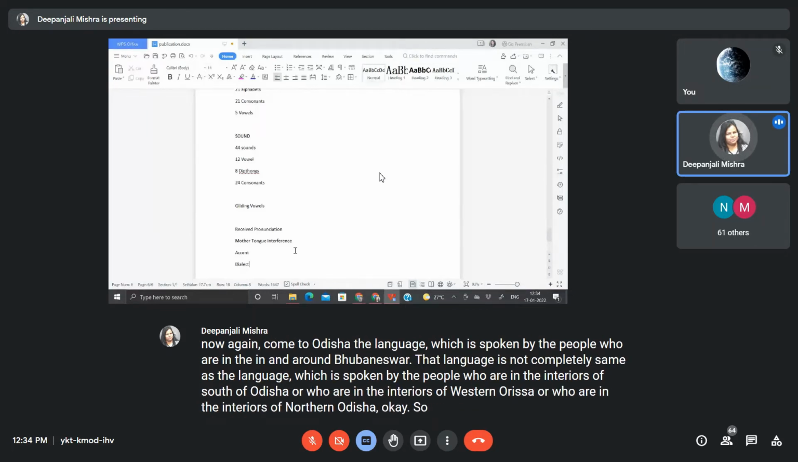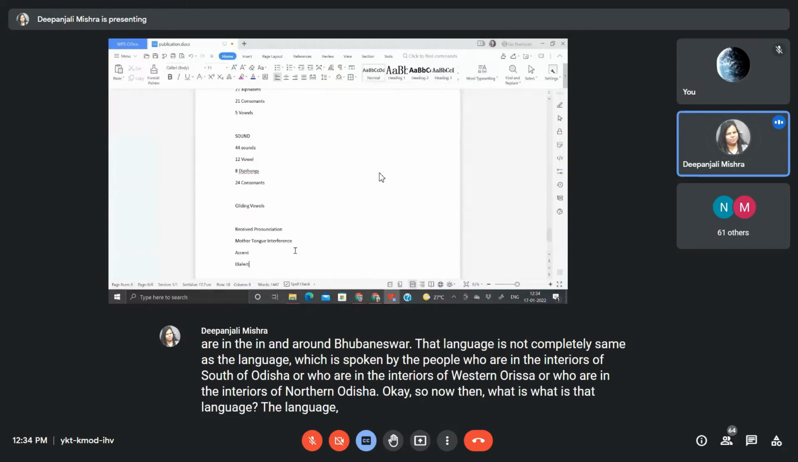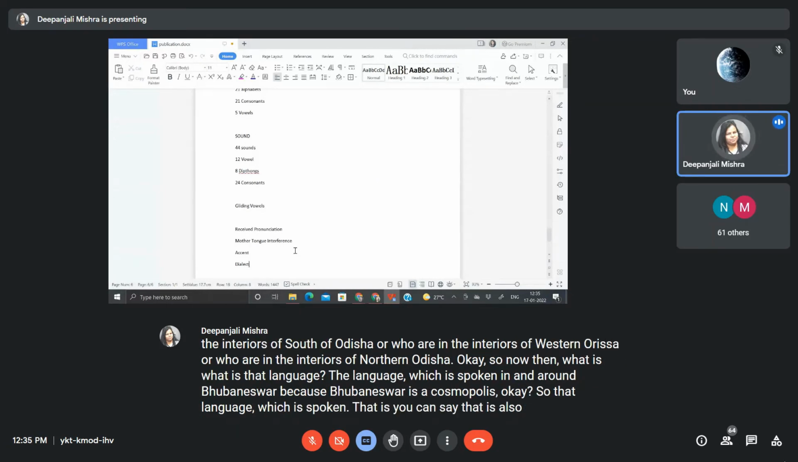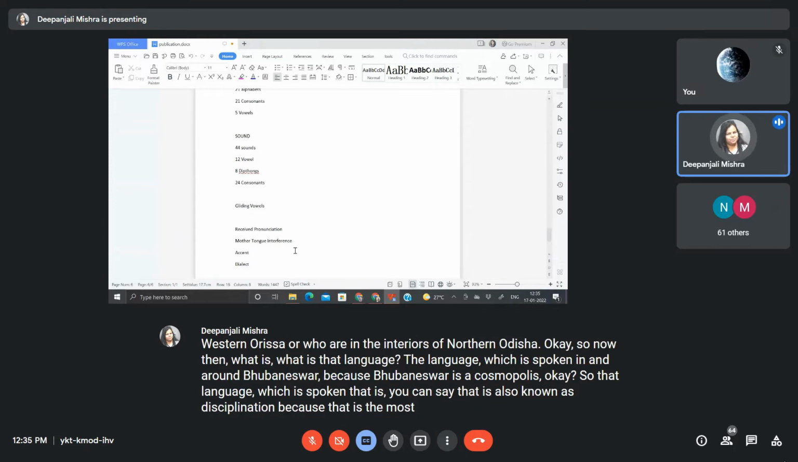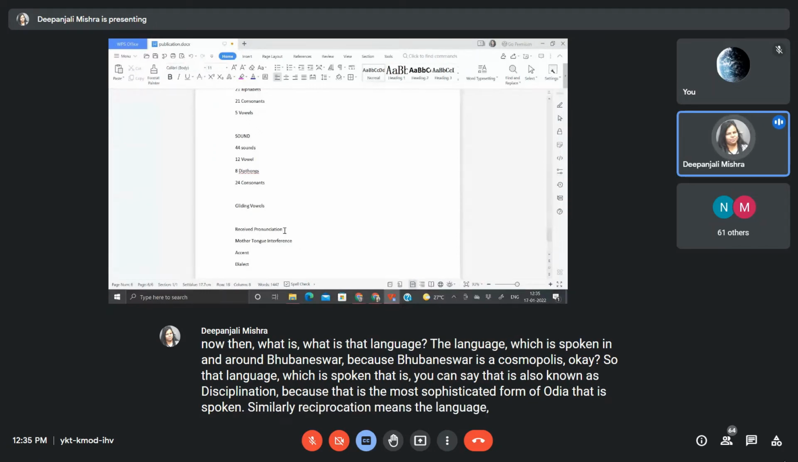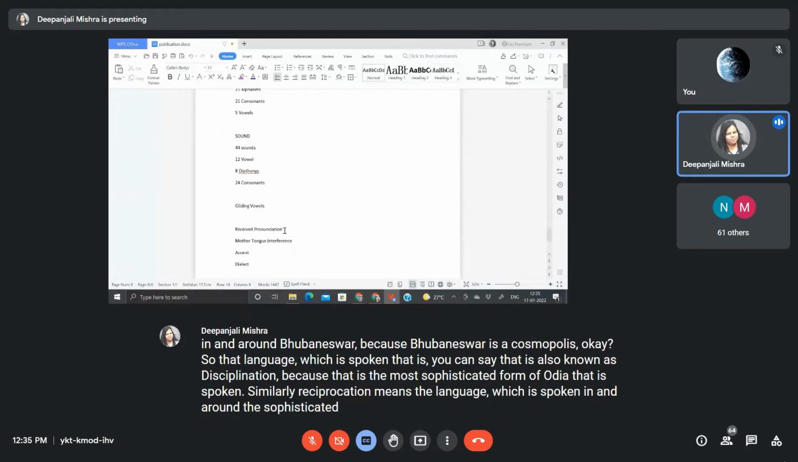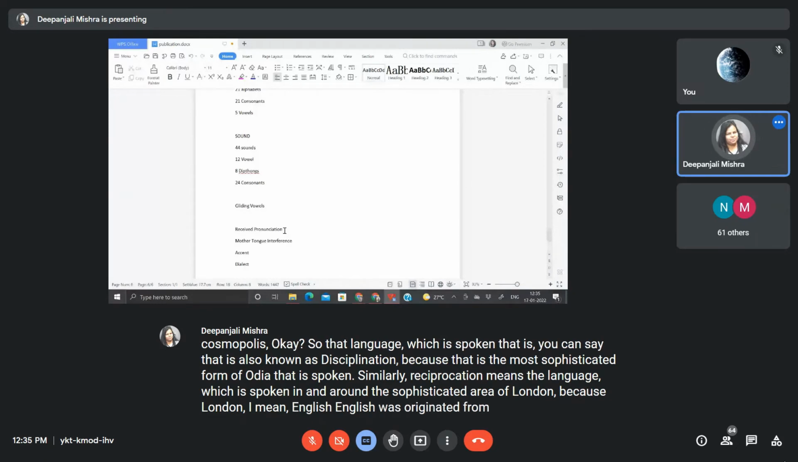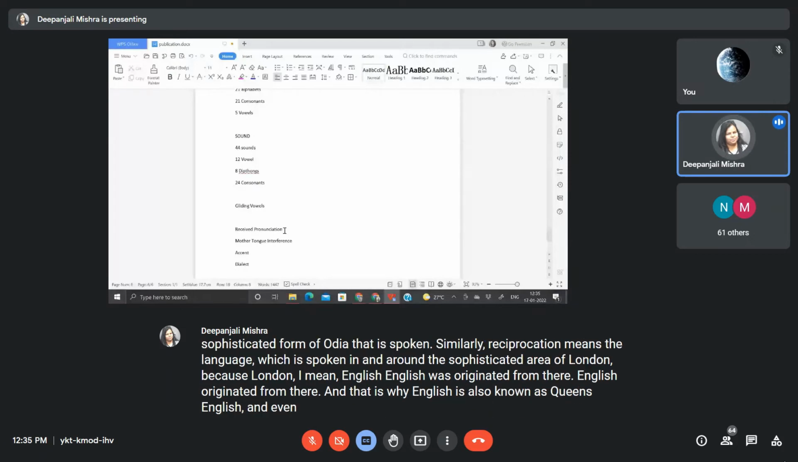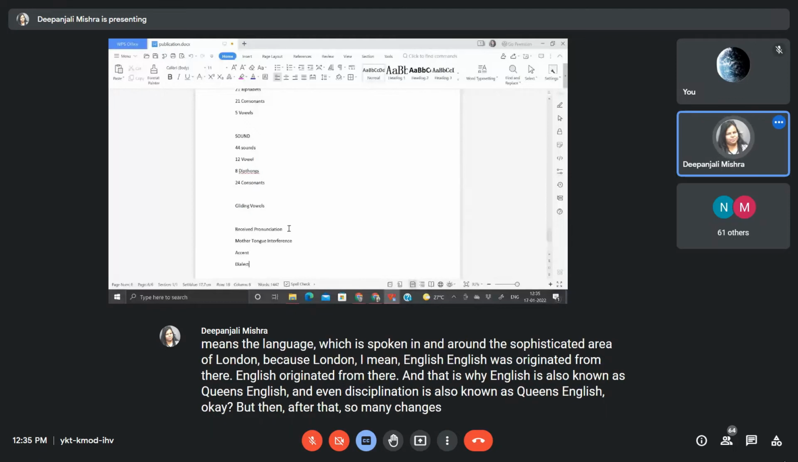So then what is that language? The language spoken in and around Bhubaneswar, because Bhubaneswar is a cosmopolis, is also known as received pronunciation, because that is the most sophisticated form of Odia that is spoken. Similarly, received pronunciation means the language spoken in and around the sophisticated area of London, because English originated from there. That is why English is also known as Queen's English, and even received pronunciation is also known as Queen's English. But after that, so many changes were made.